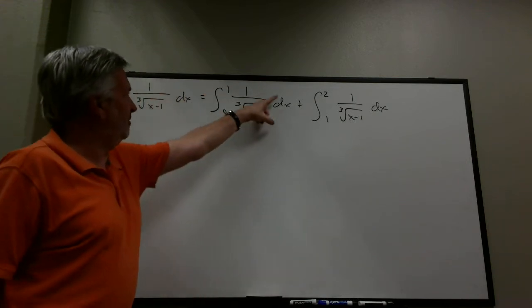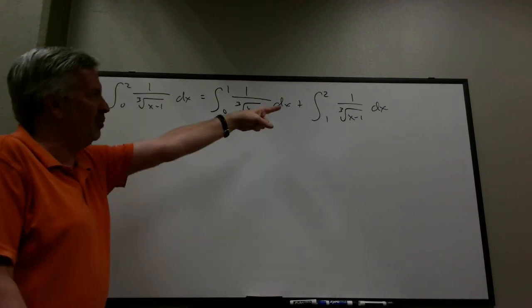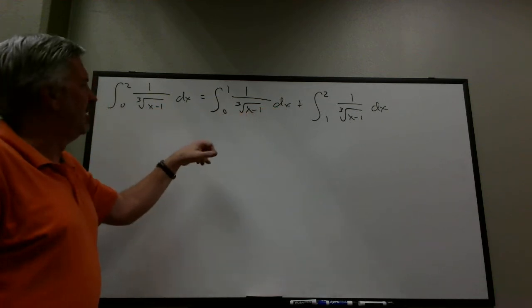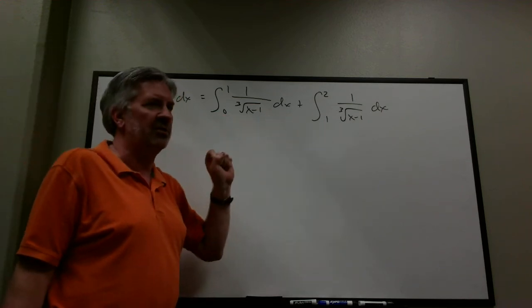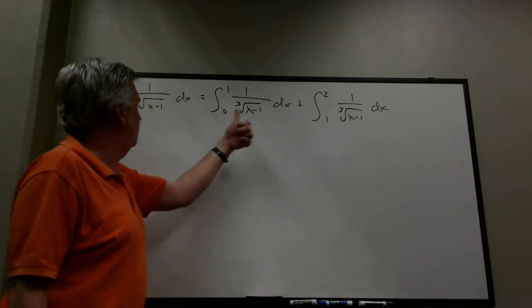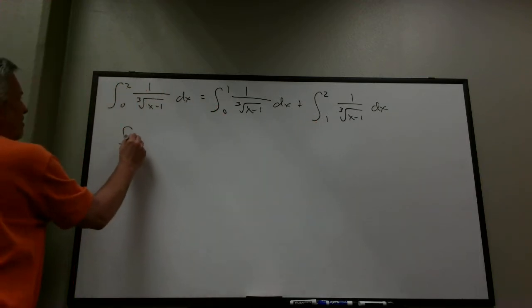Now, if we work this first one out and it turns out to diverge, there's nothing left to do. You don't have to do this one, the whole thing will diverge. Remember, the only way the original integral converges is if both of these converge. So if you work one out and it diverges, you know the original one diverges. Okay, so let's just do this first one here, the integral from 0 to 1.